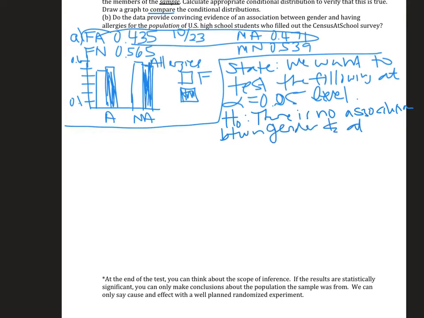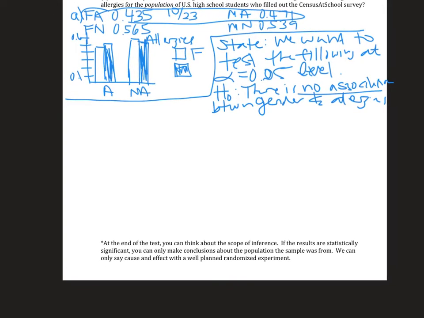There's a lot of other ways you can write that, but the null is always no association between whatever we're testing for here. The alternative is that there is an association. I would write just, an association, between gender and allergies. All right, so here's our plan.